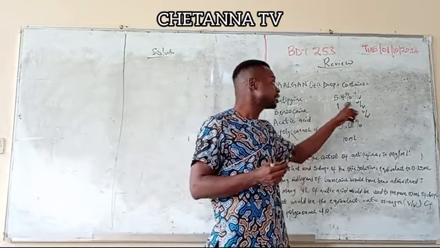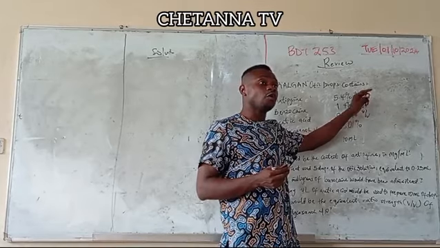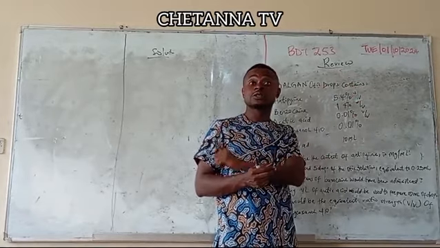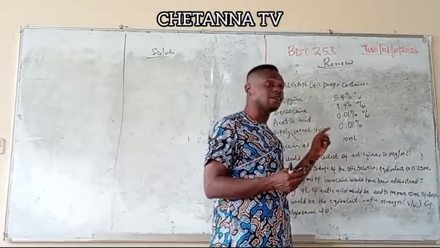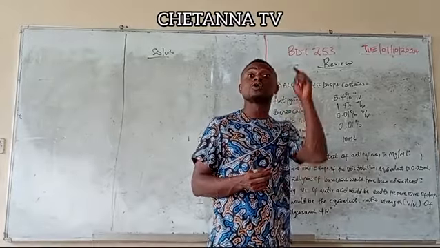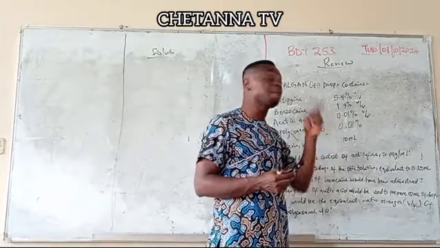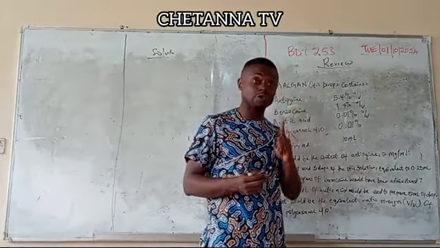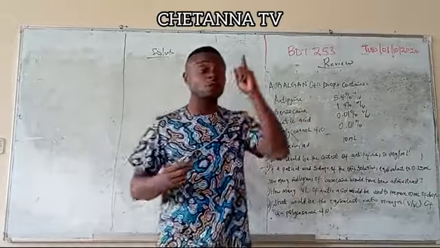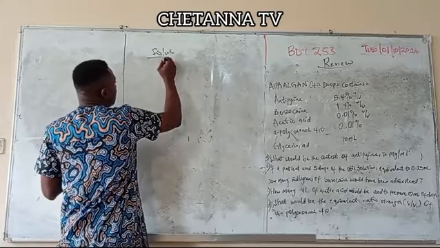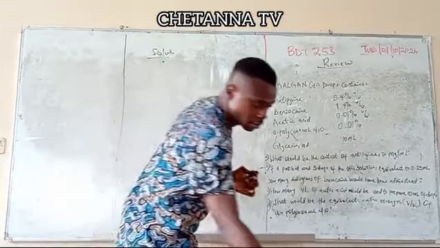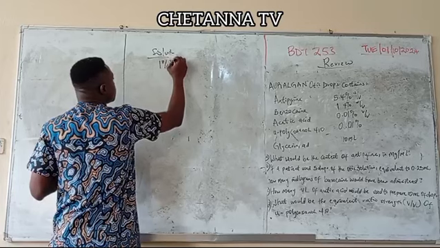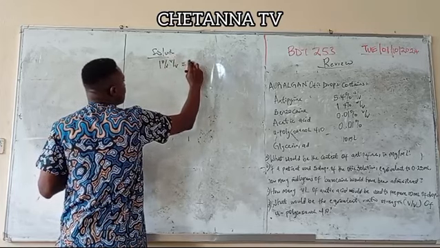It's no longer weight in volume. You start hearing that 1% is 1 gram in 100 ml. But in volume in volume now, it will change. It's 1 ml in 100 ml. For 1% volume in volume, it is 1 ml in 100 ml. So 1% volume in volume is 1 ml in 100 ml.